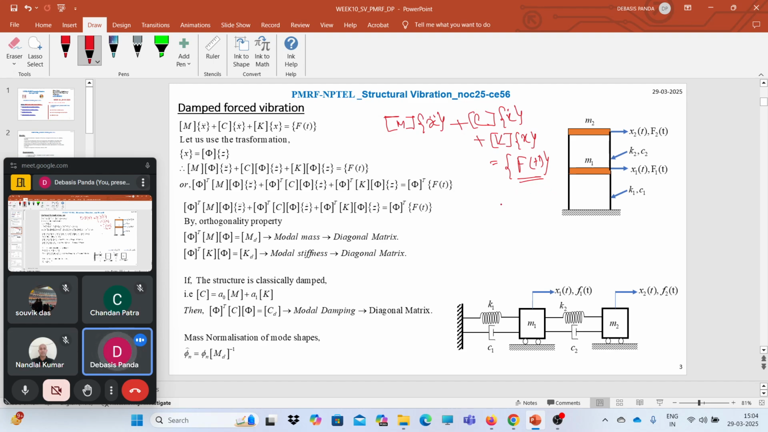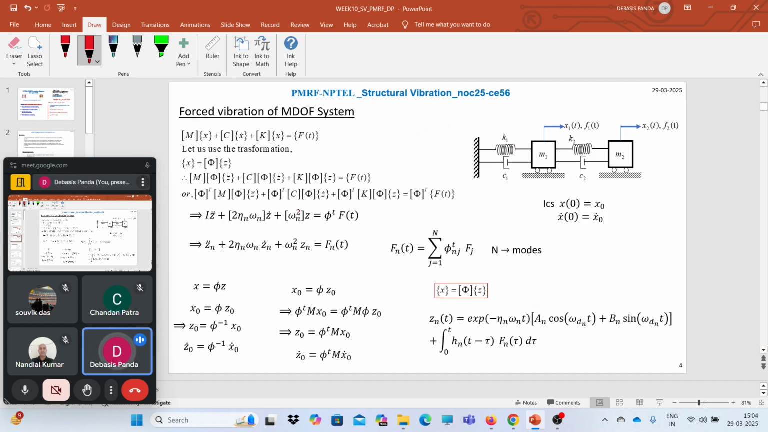Then we have seen how we can decouple this equation. Basically we used the eigen operation, and that eigen operation leads to the omega i and the mode shape information. Once we have the modal information, we use the transformation x equals phi into z, and finally we have the equation of motion in the modal coordinates, right? Then we further solved this equation, and in the modal coordinates the equation of motion for each degree of freedom leads to this equation.